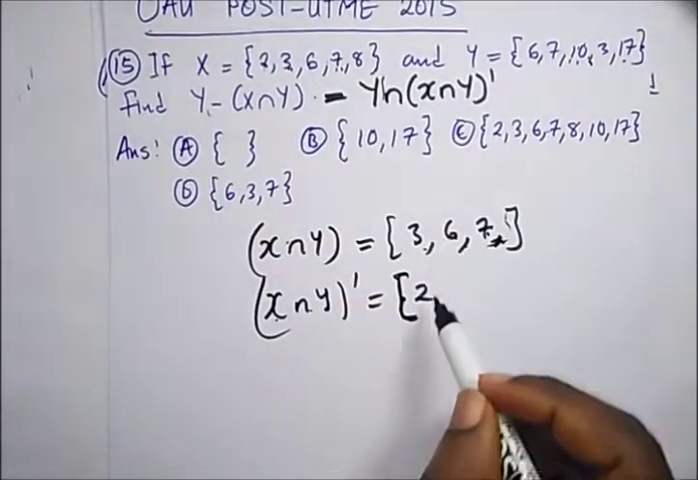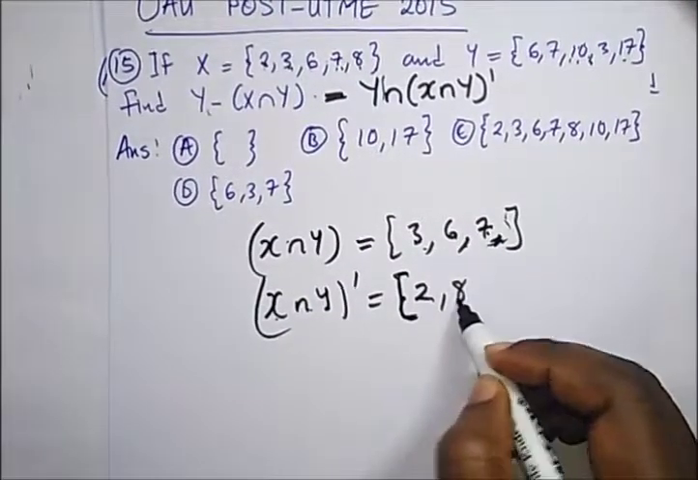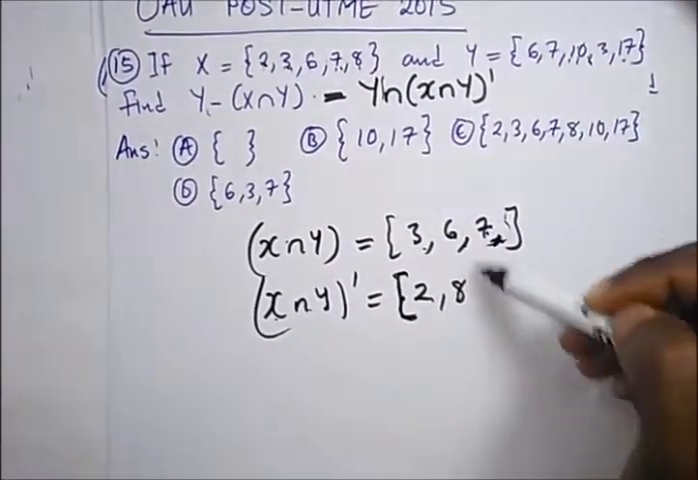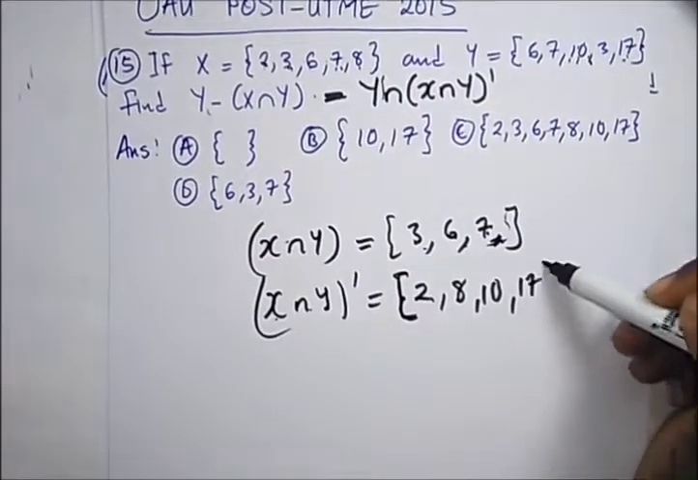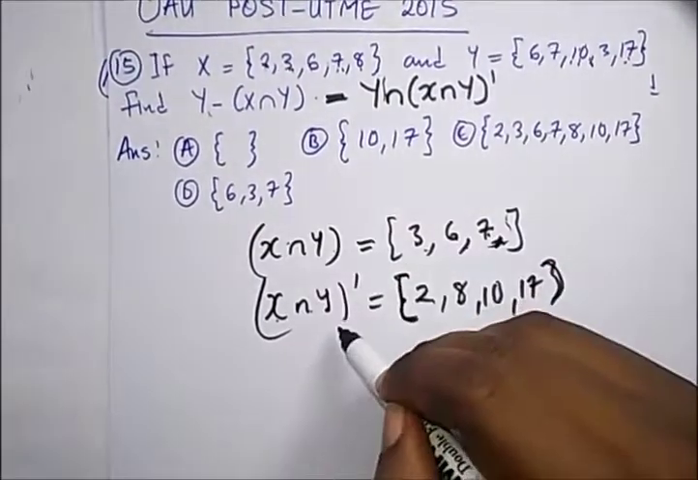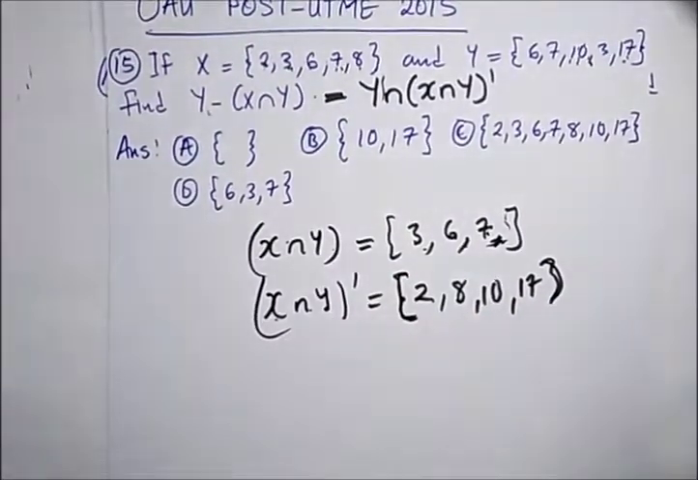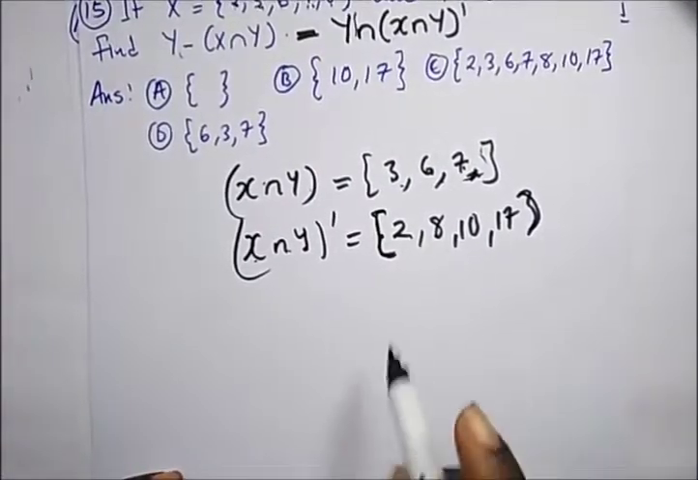Since 2 is not here, we write 2 down. Now 8 is not here, we write 8 down. In here 10 is not here, we write 10 down. And 17 is not here, we write 17 down. So it's just the values that are not in this intersection. That is what X intersection prime means. Sorry for that explanation.